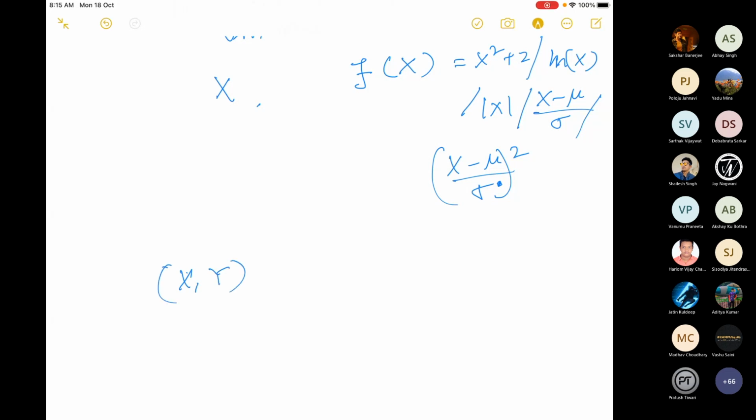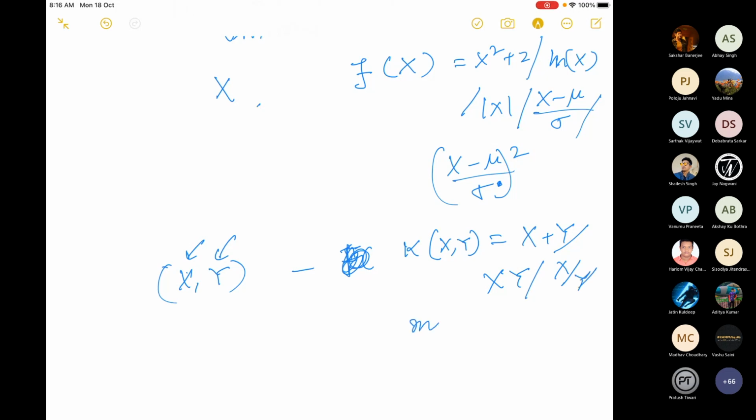Then what we want to discuss is, suppose we have a function of both random variables X and Y. So let me write some function like k. We can write k of (x, y) as a function of this. For example, it could be x plus y. This is a function of x and y. It could be x times y. It could be x divided by y. It could be minimum of x and y.